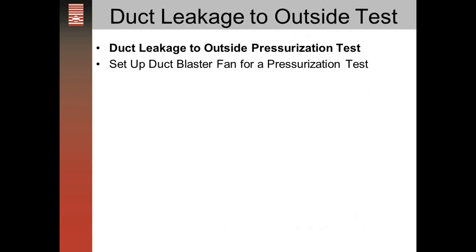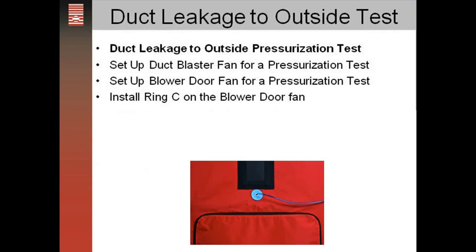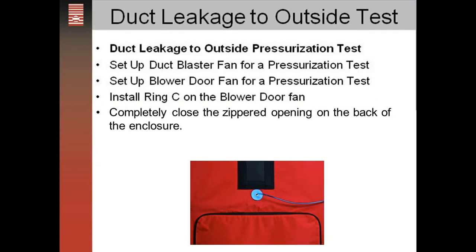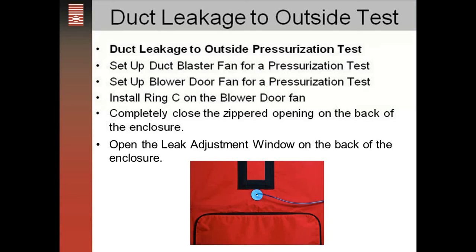To do a duct leakage test to the outside, you'll set up the Duct Blaster fan just like we showed in the previous example. Set up the blower door for a pressurization test. Like we did for our blower door test, we use ring C on the blower door. In this test, you'll completely close the zippered opening on the back of the enclosure, and we'll open that leak adjustment window all the way on the back of the enclosure.